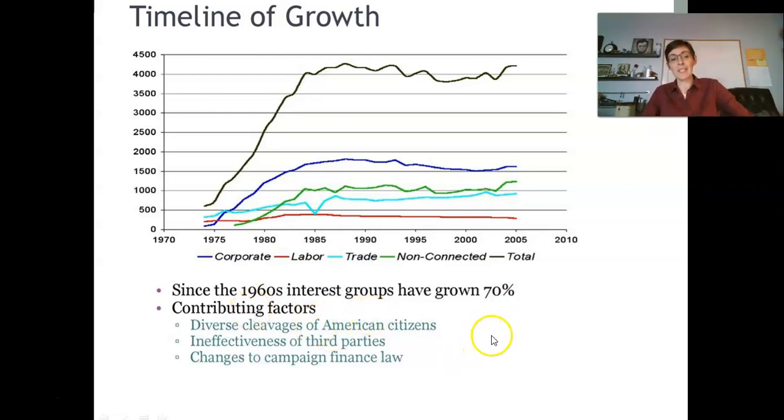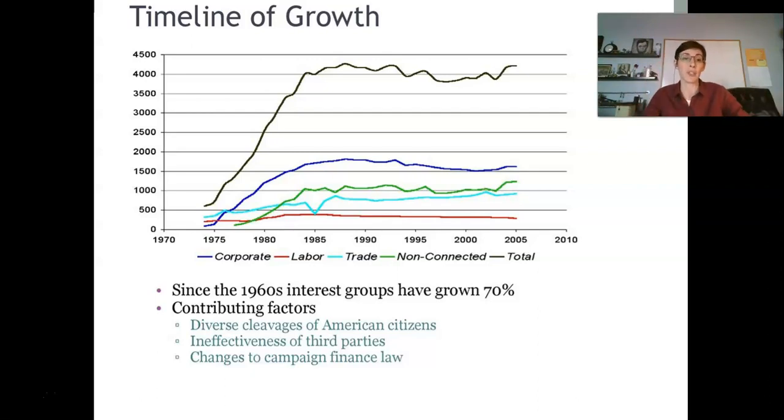Diverse cleavages of American citizens. Diverse cleavages. What does that mean? Is that even an appropriate word in a video lesson? Anyway, basically, you have Americans growing farther apart on different issues, okay? You have a massive ineffectiveness of third parties. So even though folks are somewhat aligning with one of the two major parties, they need another place to go that is more in line with their interests, and a very convenient place for them to go is an interest group that focuses on their batch of issues or their particular single issue that they are so passionate about.